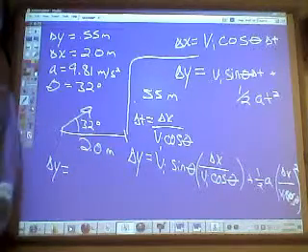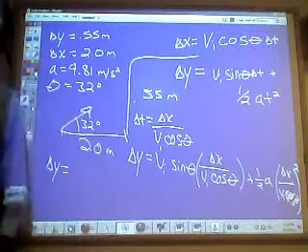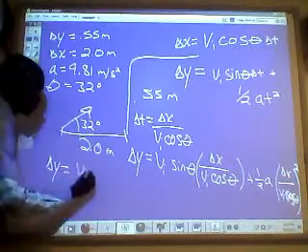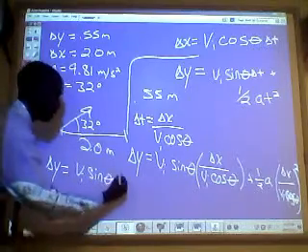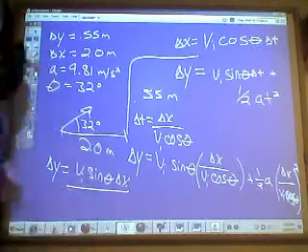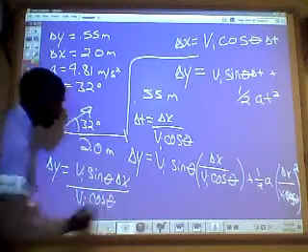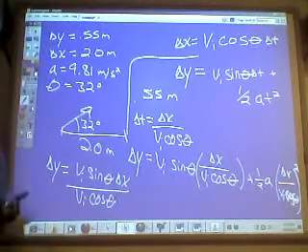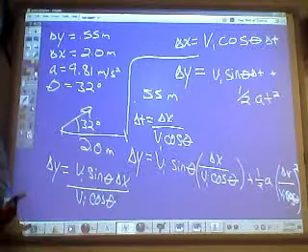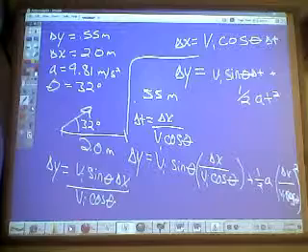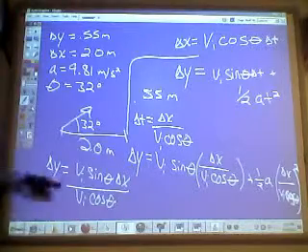So now, anybody else want to work this one out for me? What you got, Josiah? v sub i sine theta times delta x over v sub i cosine theta. And we remember, sine theta over cosine theta equals tan theta. Sine over cosine equals tangent. Right? Yeah.